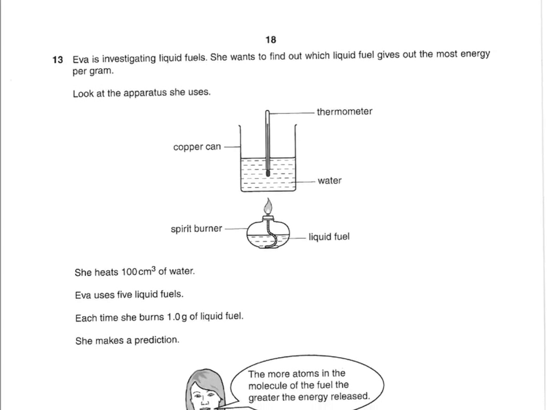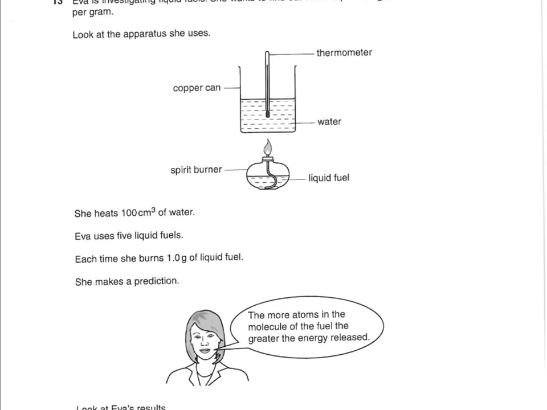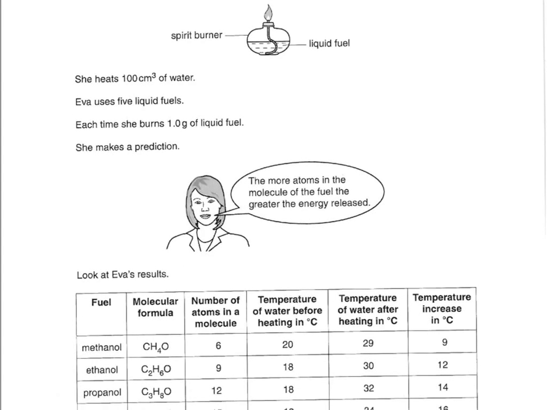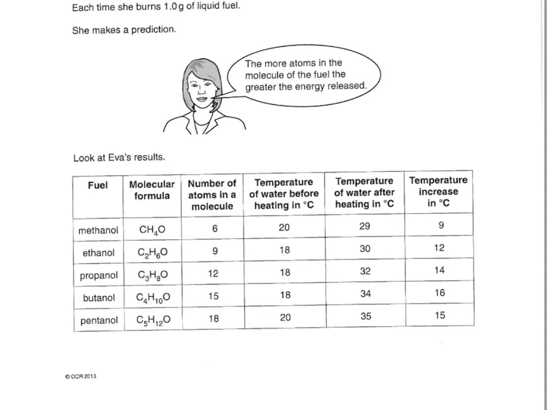Next question, Eva is investigating liquid fuels. She wants to find out which liquid fuel gives out the most energy per gram. There's the apparatus she uses. She heats 100 centimetres cubed of water with 5 liquid fuels. Each time she burns 1 gram of liquid fuel, and she makes a prediction: the more atoms in the molecule of the fuel, the greater the energy released.